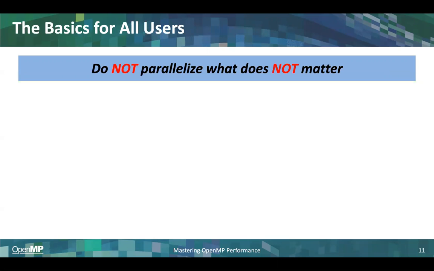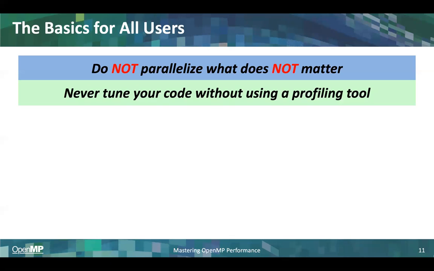All right. Rule number one sounds so simple, so obvious. Don't parallelize what does not matter. But it wouldn't be the first time that I see somebody who parallelized everything in their code. And guess what? They also parallelized what was not relevant and actually may be inefficient when executing in parallel. So that's not a good strategy.